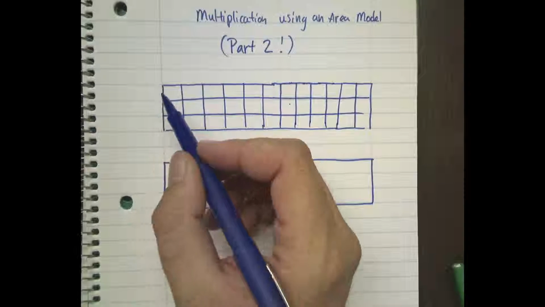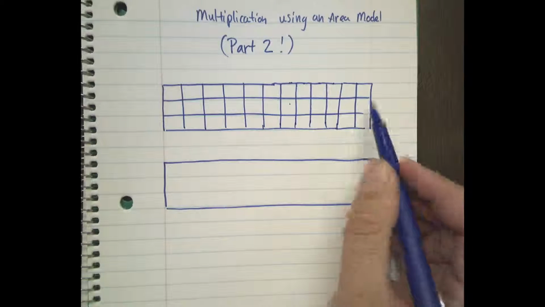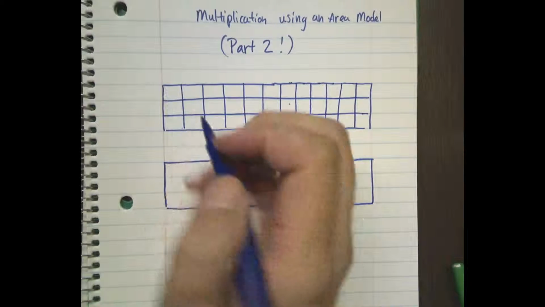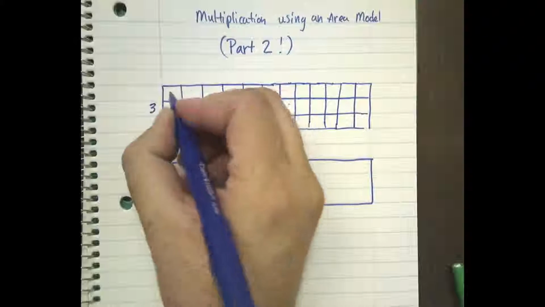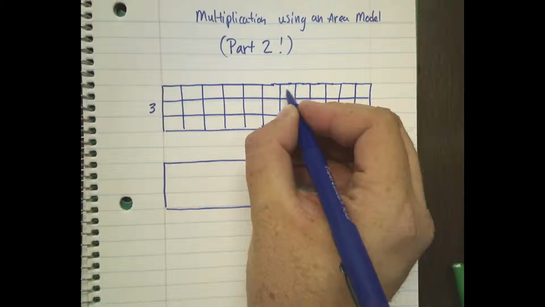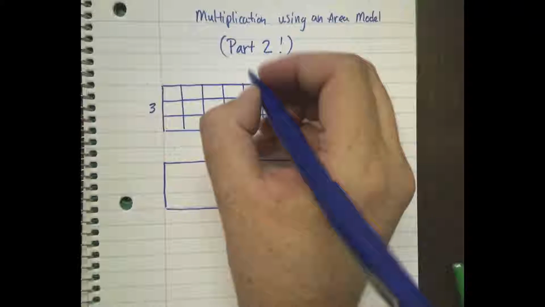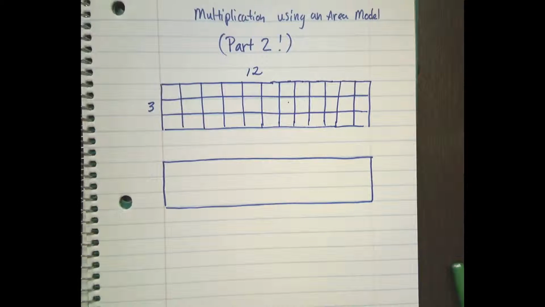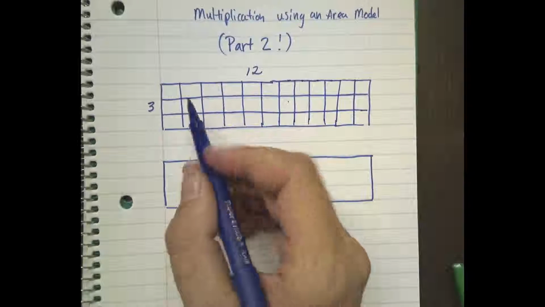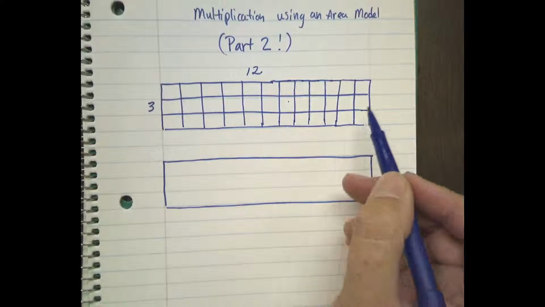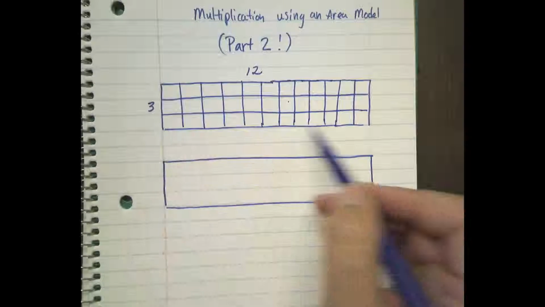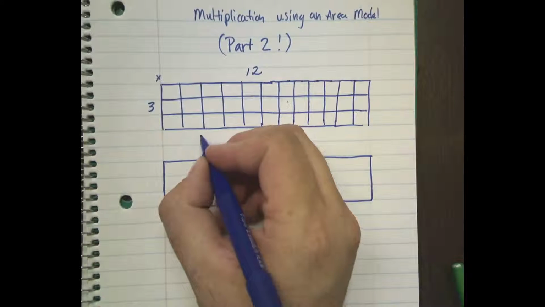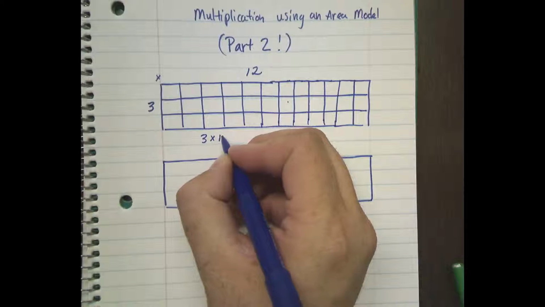So this is an area model, this big rectangle right here, and I measured it out to be 1, 2, 3 units tall by 1, 2, 3, 4, 5, 6, 7, 8, 9, 10, 11, 12 for 12 units long. And so if I were to figure out the total number of units within my rectangle, it's just 3 times 12. So it was 3 times 12, which we've done before.